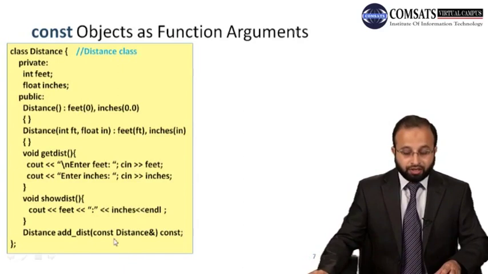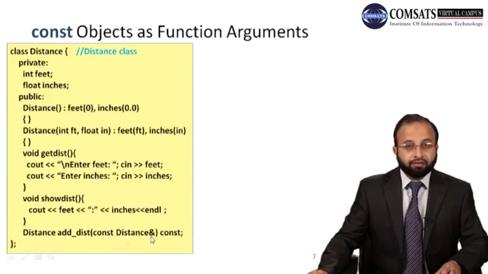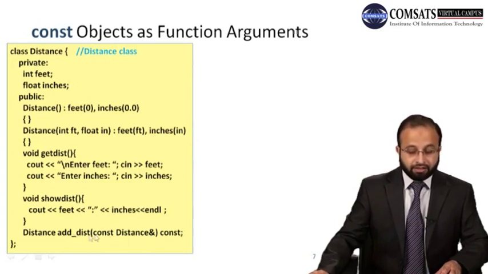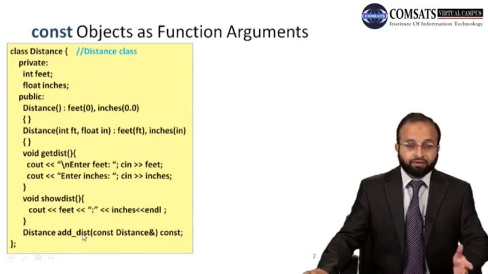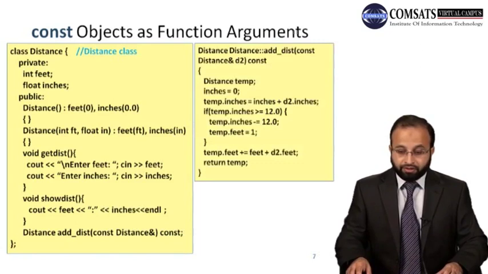So to avoid this change, you make this parameter a constant parameter. This means that this const makes the distance reference variable a constant. This means that add_dist is not able to change the value of this parameter, and this const is there to make this add_dest function a constant function. This means that the add_dest function won't be able to change the value of the private data member of the invoking object. This is the function definition.